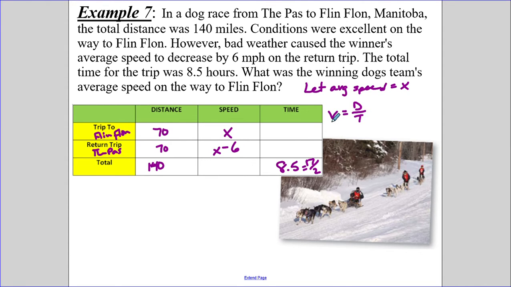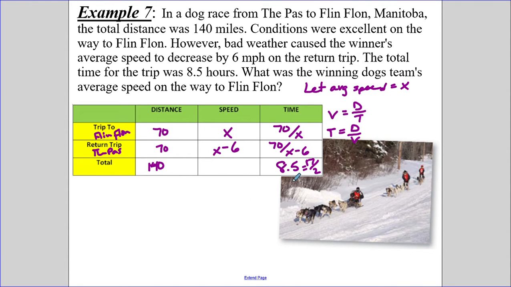A quick formula rearrangement tells us that the time is equal to the distance over the velocity. You have to have that general understanding in order to solve a question like this one, but something like this is normally given out to you as an idea on how to solve. So t is equal to d over v. The time there is distance over speed. Well, that would be 70 over x for the trip there. Distance over speed on the way back would be 70 over x minus 6.